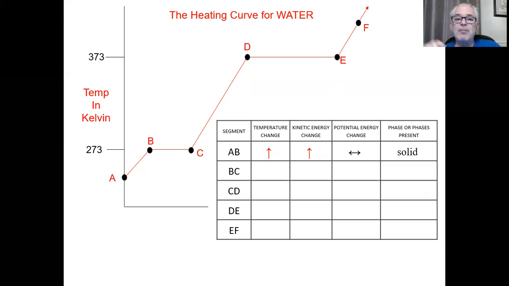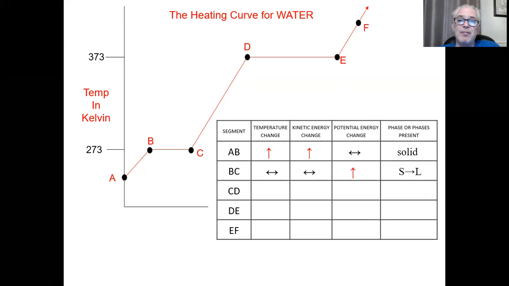Now, what happens from B to C? This is an important section of the graph. It's not so obvious, right? Because we're adding heat, but look, the temperature is constant. The temperature is 273 Kelvin. It stays 273 Kelvin. From B to C, the temperature is constant, and the temperature is constant because the kinetic energy is not changing.